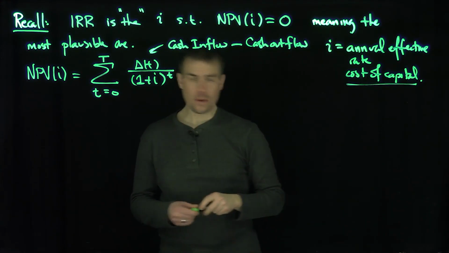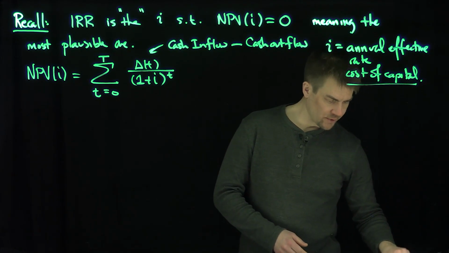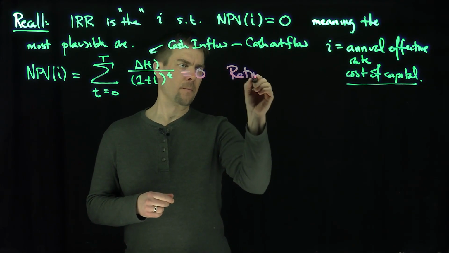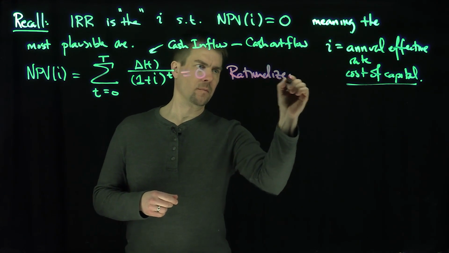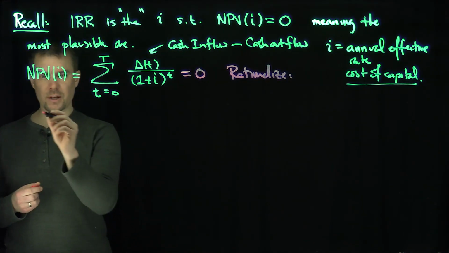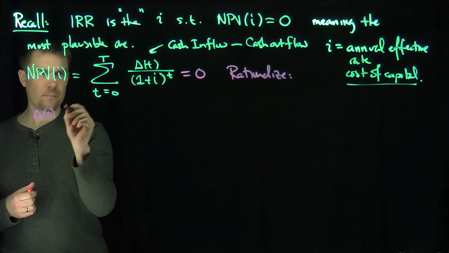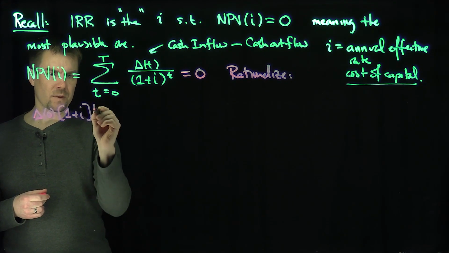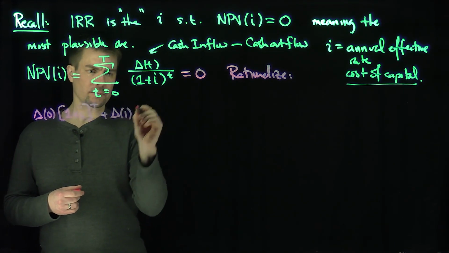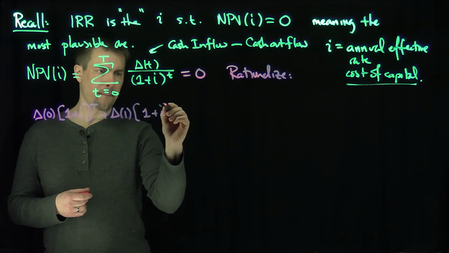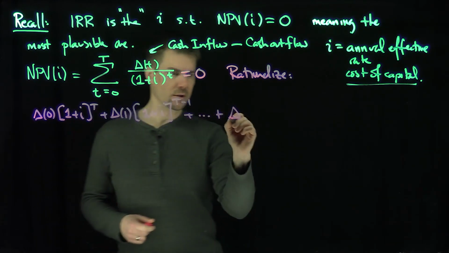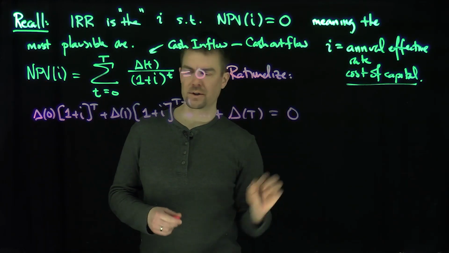Okay? So what we're going to do is set this equal to 0 and rationalize. When we rationalize this equation, what we get, as we saw previously, is delta 0 times (1 plus I) to the power T, plus delta 1 times (1 plus I) to the power T minus 1, all the way down to delta T, equal to 0.